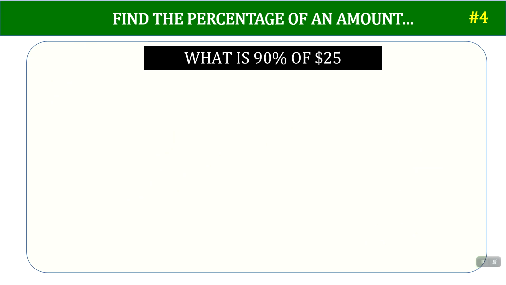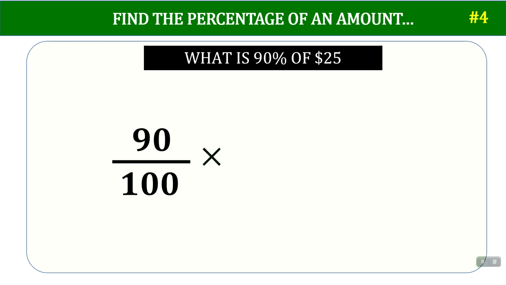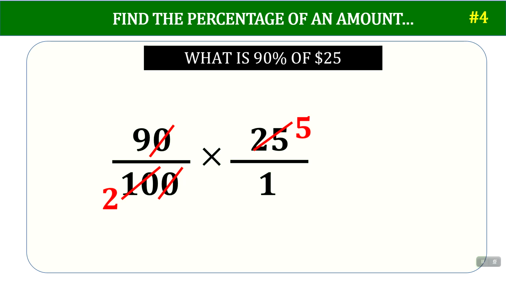And number 4, what is 90% of $25? Well, we change 90% into a fraction, 90 over 100, and we multiply by 25 over 1. And we look to see whether there are numbers that end in 0 that we can cancel. And I see 90 and 100 both end in 0, so I'm going to cancel those zeros right away. And now we check to see whether there are numbers in the numerator and denominator that can be divided by the same number. 10 and 25 both can be divided by 5. And so 10 divided by 5 is 2. 25 divided by 5 is 5.